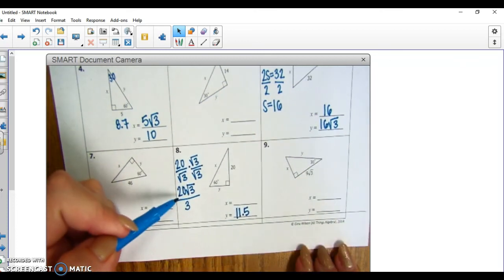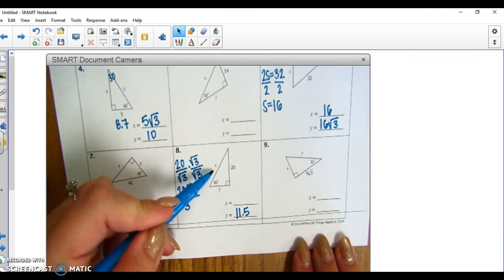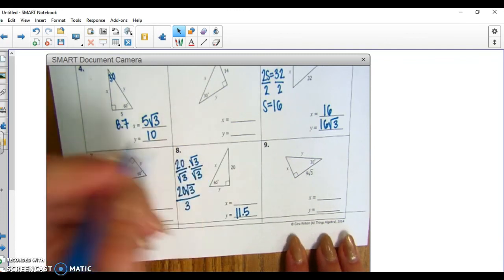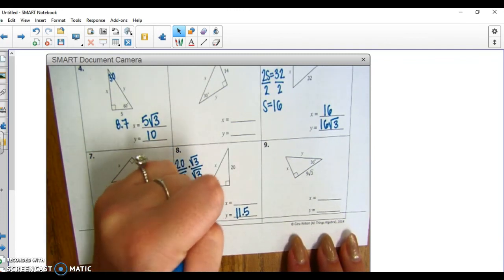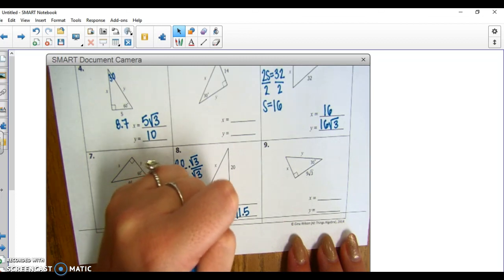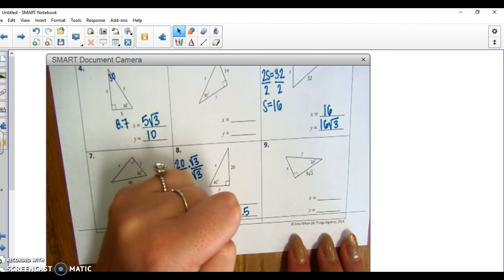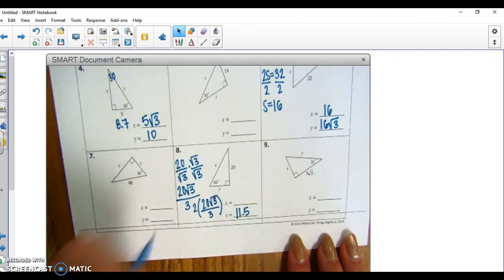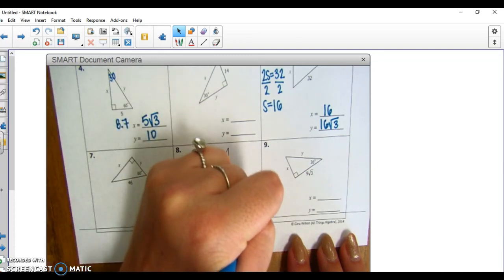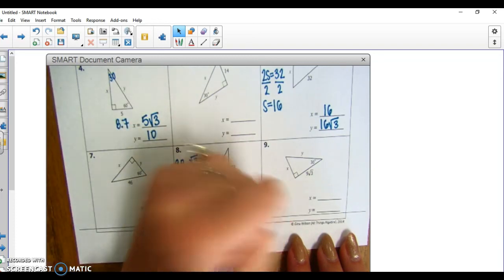So then we need to double this to get our x value for our hypotenuse. So we just have to do 2 times 20 square root of 3 over 3, which is going to come out to 40 times the square root of 3 divided by 3. Or we can also write it as 23.1.